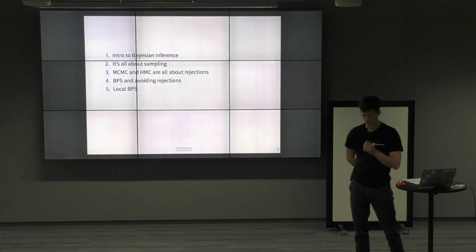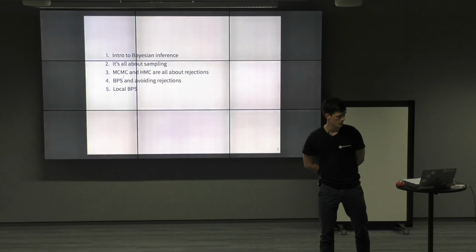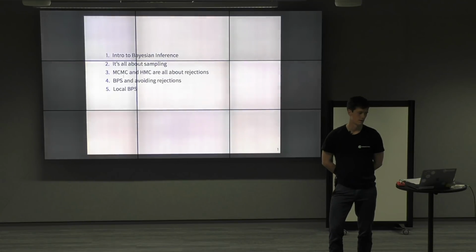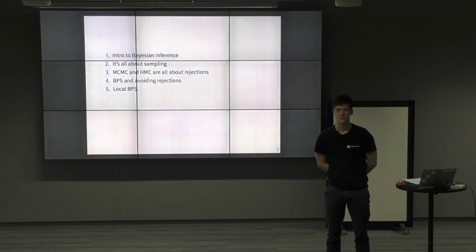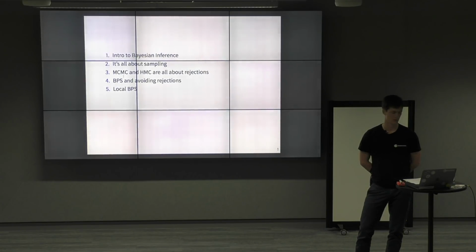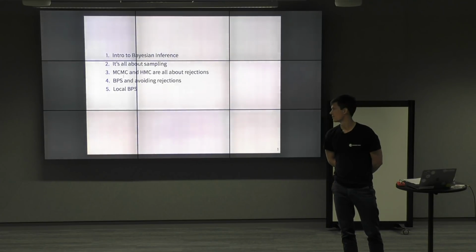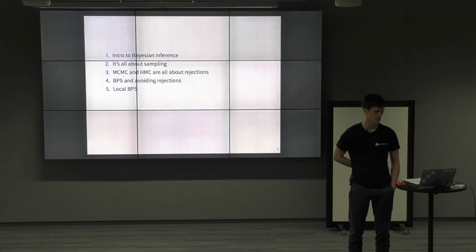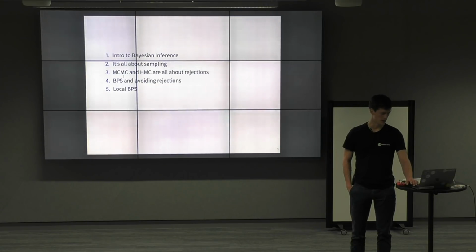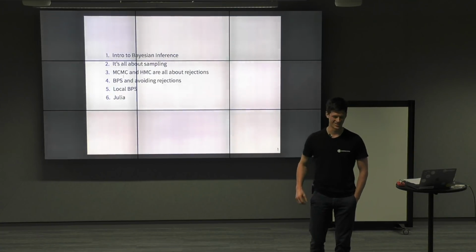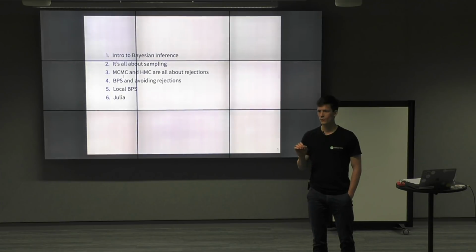Right, so what I'll talk about is a little bit about Bayesian inference, how it relates to something called sampling. Then I'll talk about some classical methods, MCMC and HMC. I won't dig too much into details, but these are the bread and butter of anyone doing Bayesian inference. And then the bouncy particle sampler, or BPS, is a pretty new type of algorithm that is part of something called rejection-free algorithms. So I'll talk a little bit about that. And then the local BPS, which is just a version of it. And I'll finally talk a little bit about Julia.